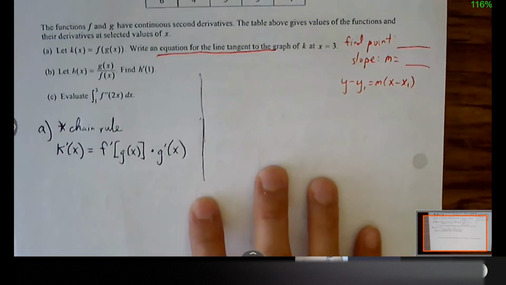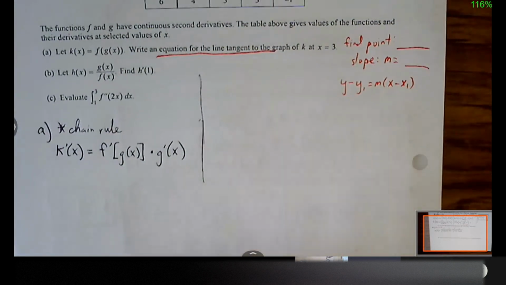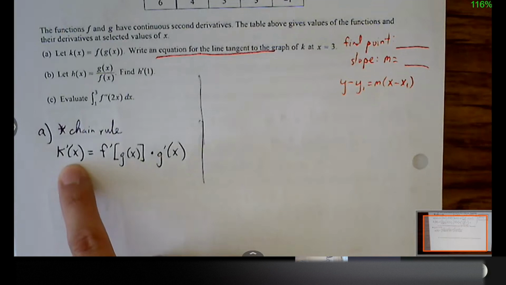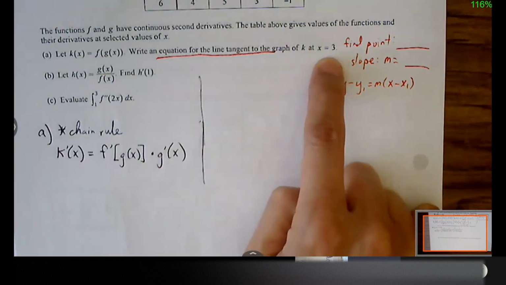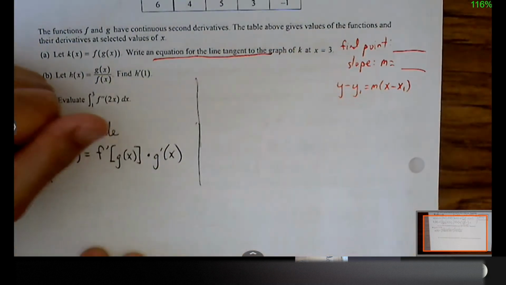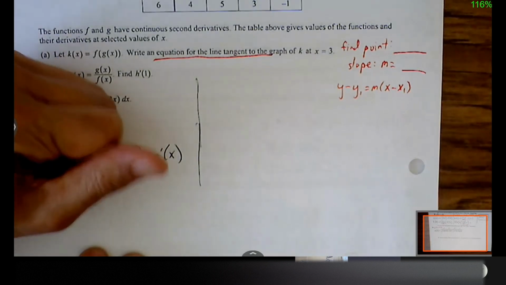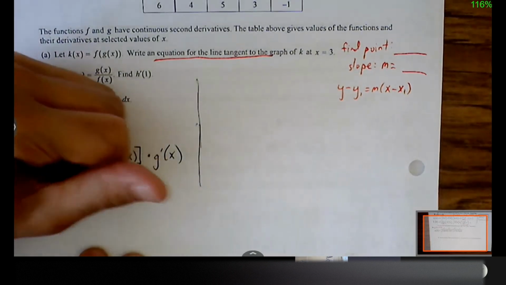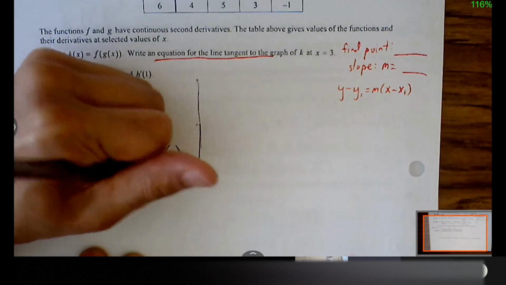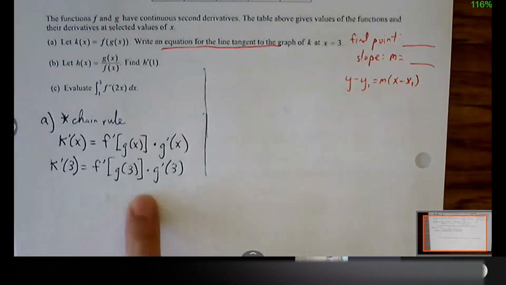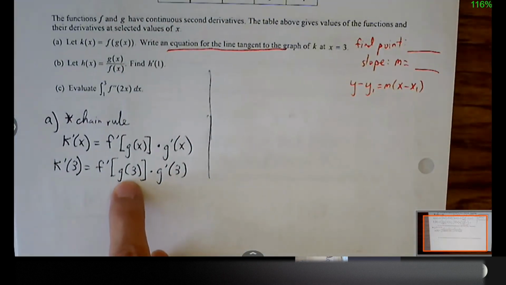Okay, maybe I should have found the ordered pair first. Okay, well, we can do both. Slope at 3. Okay, so work from inside out.